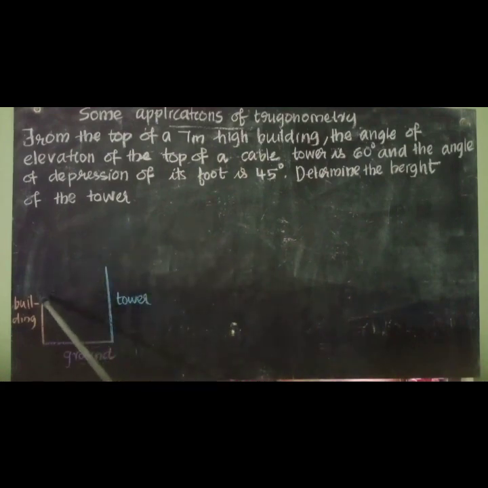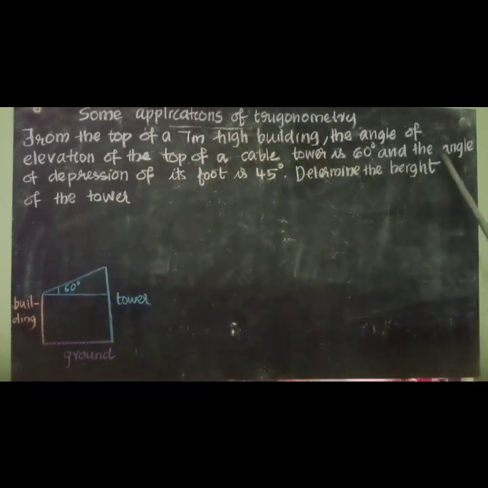So, from the top of the building, a person is looking to the top of the cable tower at an angle of elevation of 60 degree. So, the person is on the top of the building and he is looking to the top of the tower at an angle of elevation of 60 degree. Let us draw it. So, we have marked the line of sight. Don't forget to draw the horizontal line. This is the horizontal line. So, here is formed the angle of elevation 60 degree.